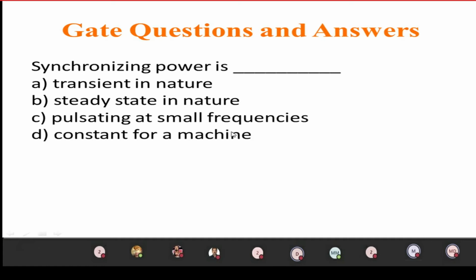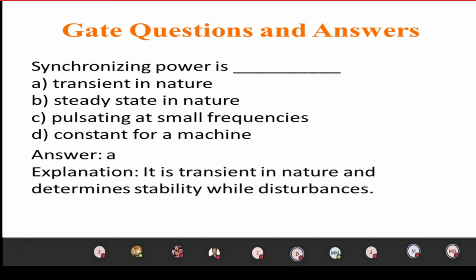So we leave B and D. Pulsating at small frequencies may be considered transient in nature. So it is the more convenient answer for us. If we check the answer, it is transient in nature and determines stability during disturbance.